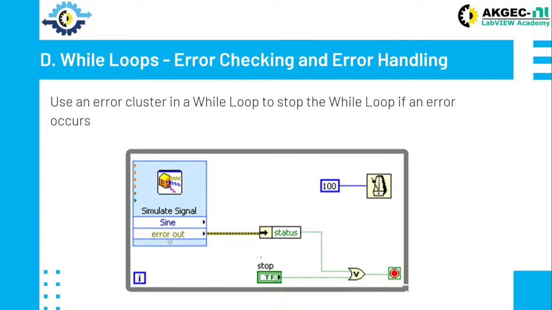Another way is we will have a stop button at the front panel. So there are two ways to stop this while loop. That's why we are using the OR gate, so that either of these two conditions will be satisfied. If any of these two conditions is satisfied, the loop will stop.